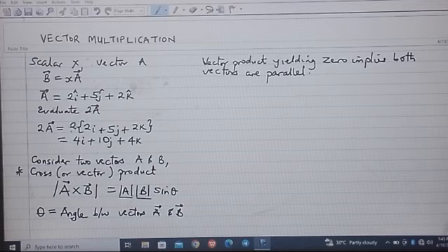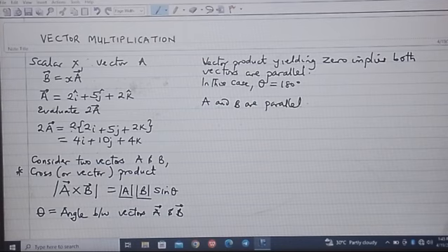In this case, theta is equal to 180 degrees. So we can boldly say that a and b are said to be parallel if the vector product is equal to 0. This is very important when working with vectors.